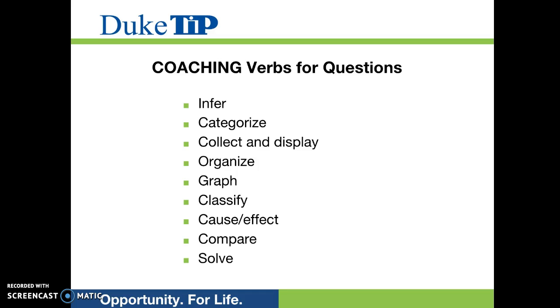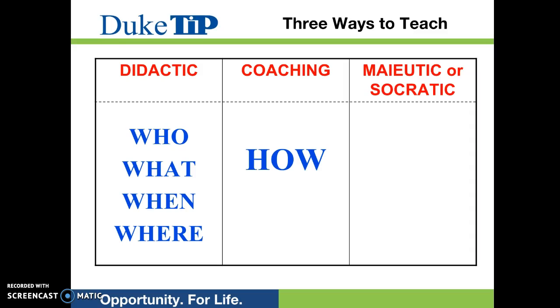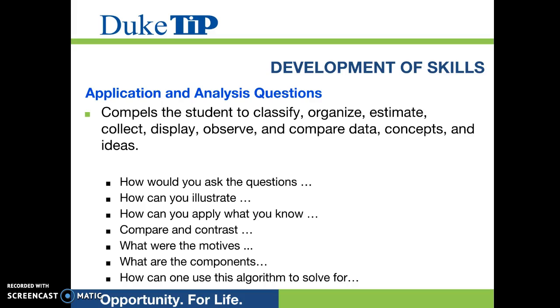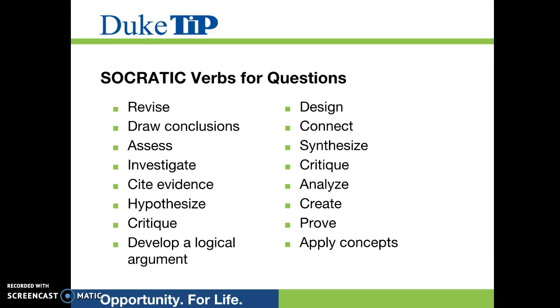Now, if you're coaching, you might use verbs like these as task prompts, or if you're having a brief discussion, you might ask kids to look at cause and effect, compare, solve, categorize, infer, etc. A lot of times the questions kick off with how. How do we do this? That's when you're in coaching mode. So also there's application and analysis questions. And notice I keep harkening back to Bloom's taxonomy here. So how can you illustrate? How can you apply what you know? Compare and contrast? What were the motives?